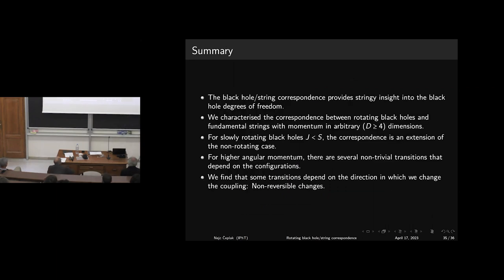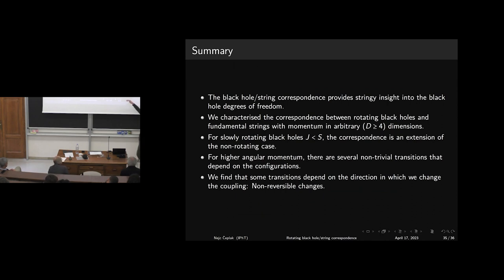Summary. Okay. So as I said, the black hole string correspondence is something which gives you stringy insights into what your black hole degrees of freedom are. And what we've done is we characterized, or we cataloged, all of the correspondence between rotating black holes and rotating strings for four dimensions or higher. But we've done it for asymptotically flat space. So an obvious generalization is to try to think of other asymptotic space times.